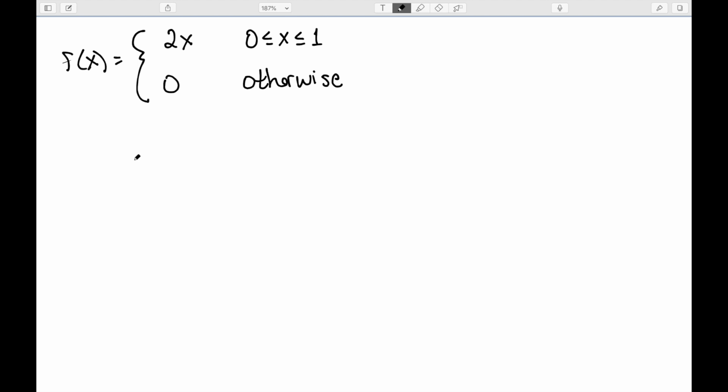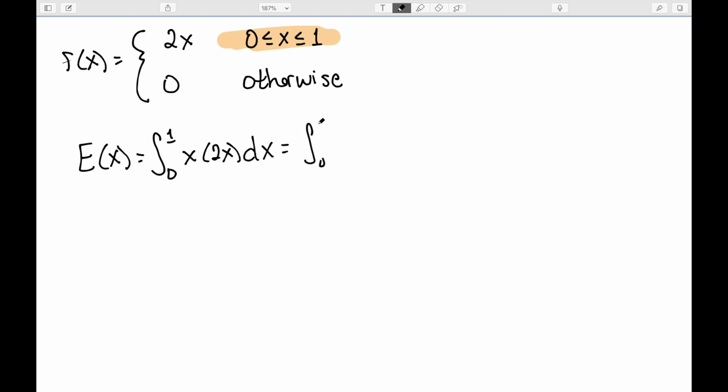For my first example, I have a PDF given by f(x) is equal to 2x when x is between 0 and 1, and 0 otherwise. So to find my expected value, I need to look at the integral from 0 to 1, since that's where my actual function is defined. And then x times f(x), so we need x times 2x dx. So this is the integral from 0 to 1 of 2x squared dx.